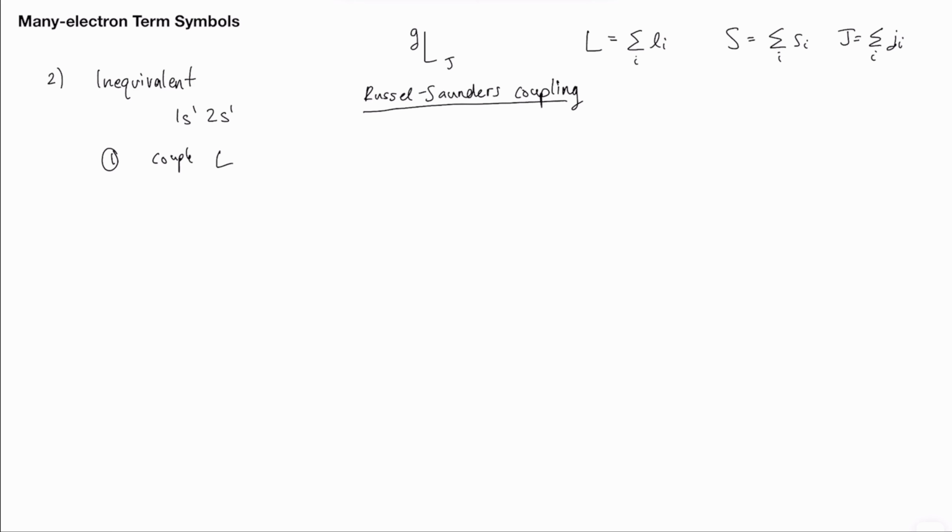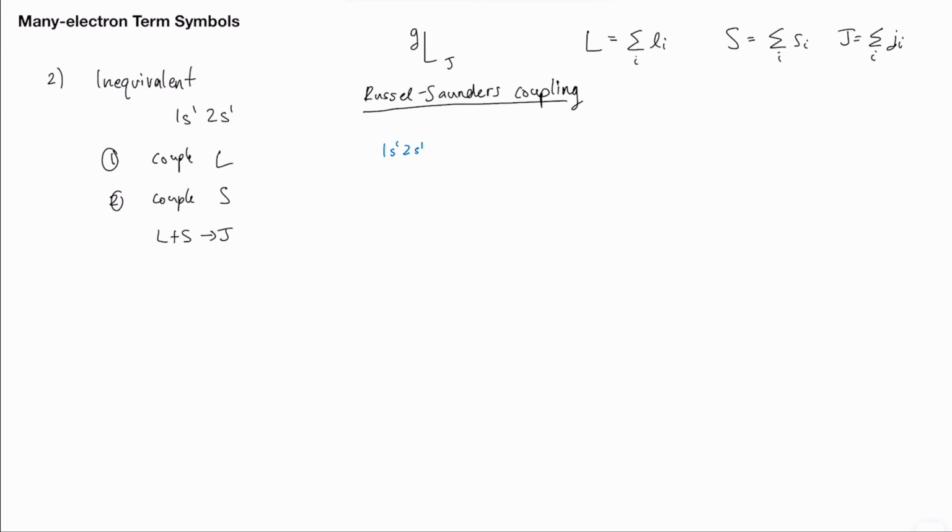Okay, so the basic idea here is that first we're going to couple the orbital angular momenta for all of the different electrons, and then we're going to couple the spin quantum numbers for the electrons, and then we're going to use these to find every possible combination of L plus S to give J. Okay, so let's go through, let's say we'll do 2 examples. The first example, we'll sort of move over here. So let's see what happens with this 1s1, 2s1, right?